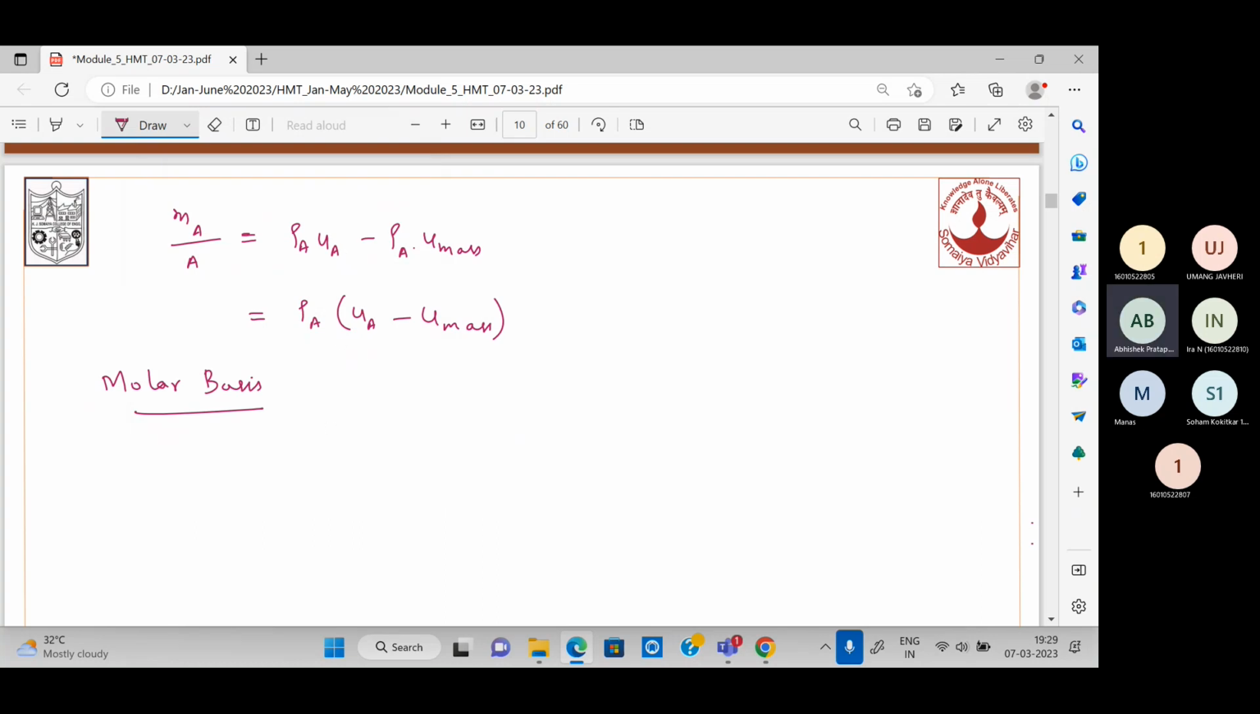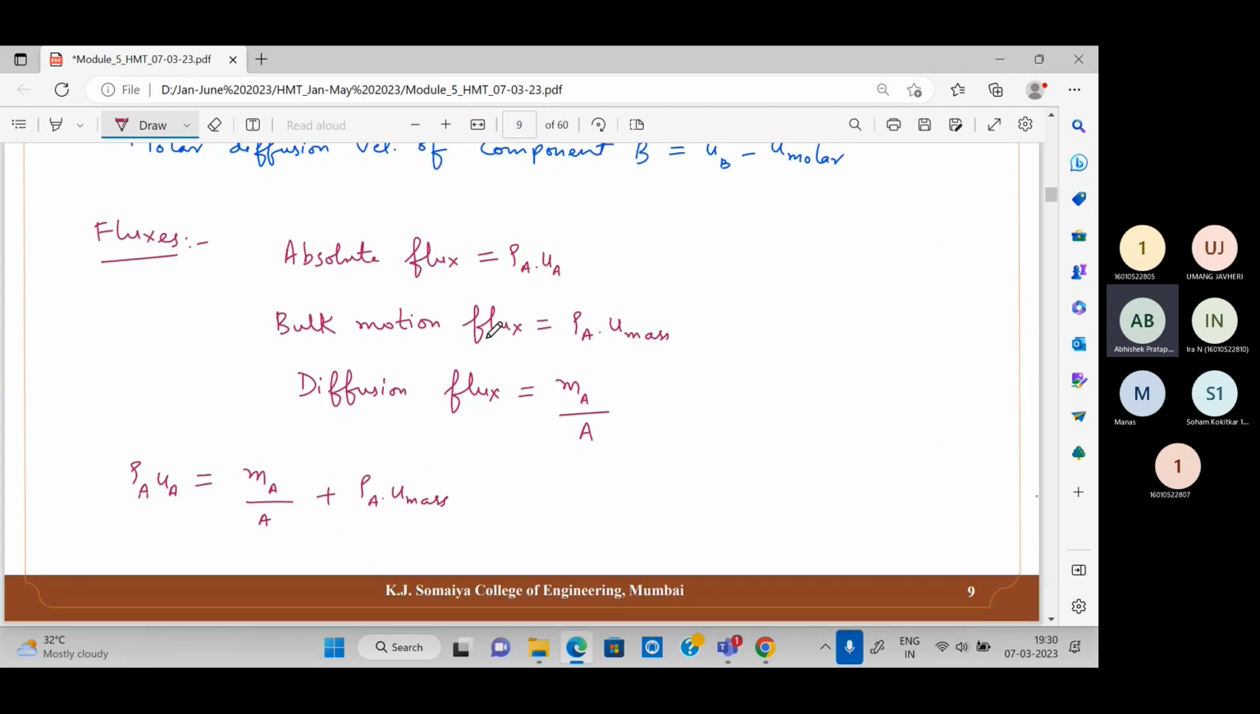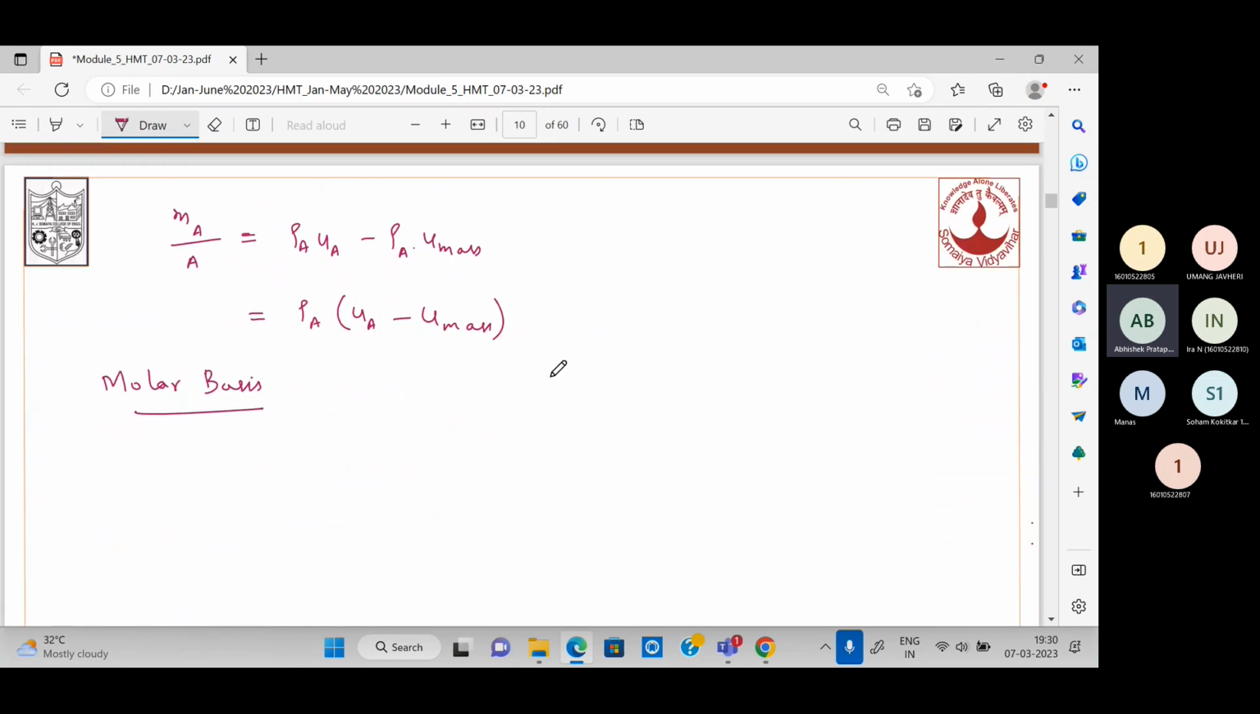Are you getting it or not? So I have discussed these fluxes. Different types of fluxes are there: absolute flux, bulk motion flux, diffusion flux. Here we have seen this absolute flux is nothing but the addition of diffusion flux and the bulk motion flux. So if we want to write this on the molar basis, the diffusion flux is equal to this star times UA minus U molar.